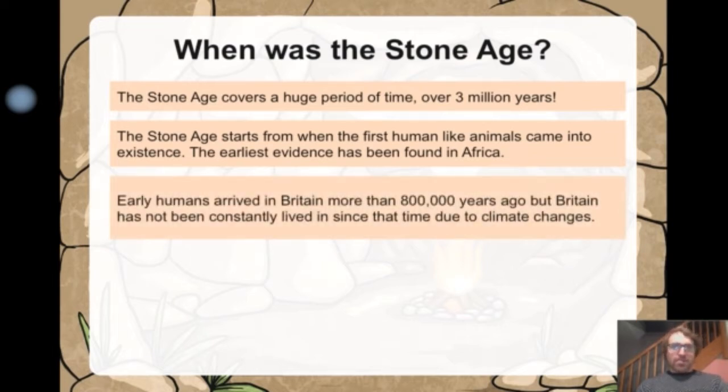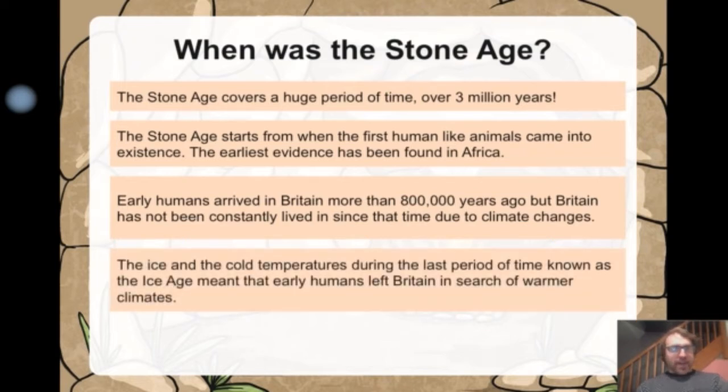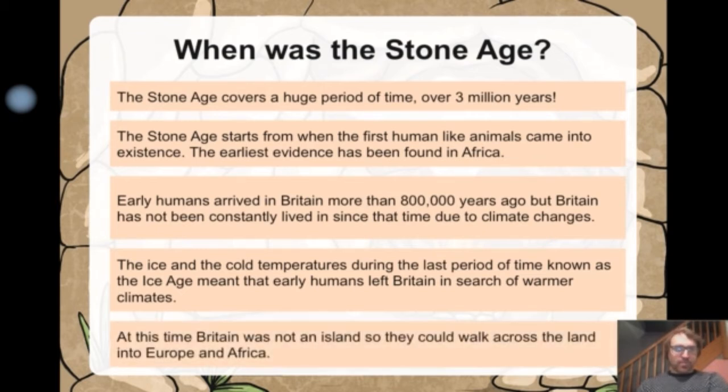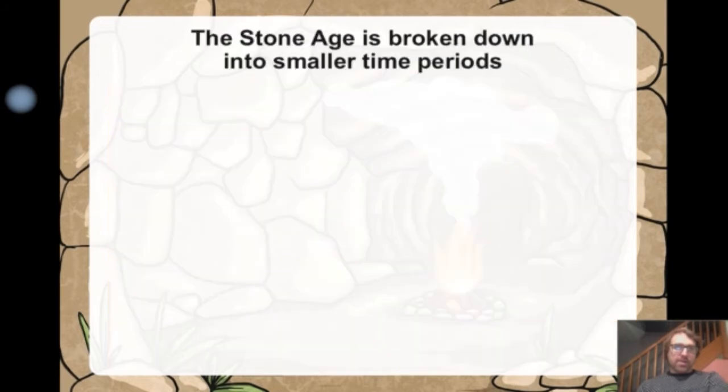Early humans arrived in Britain more than 800,000 years ago, but Britain has not been constantly lived in since that time due to climate changes. The ice and the cold temperatures during the last period of time, known as the Ice Age, meant that early humans left Britain in search of warmer climates. At this time, Britain was an island, so they could walk across the land into Europe and Africa.